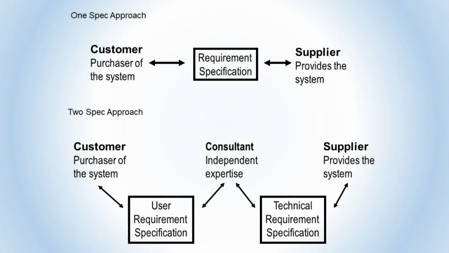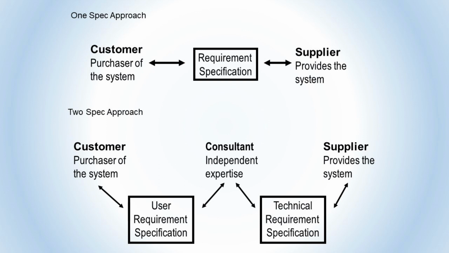The idea of the user requirement specification is that this document frames the requirements in a way that is understandable to the customer using their terminology and jargon. And then this user requirement specification is translated into a second technical requirement specification, which uses the terminology and the jargon understood by the supplier. The idea is that the customers will have a better understanding of what they're getting, and therefore something more likely to meet their real need.